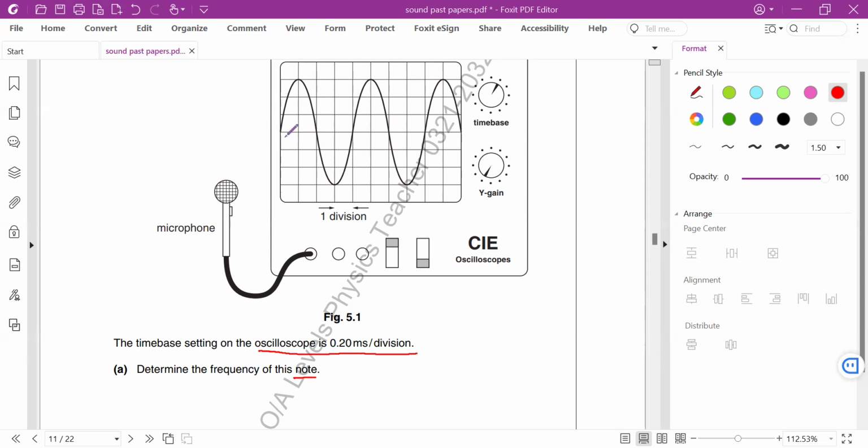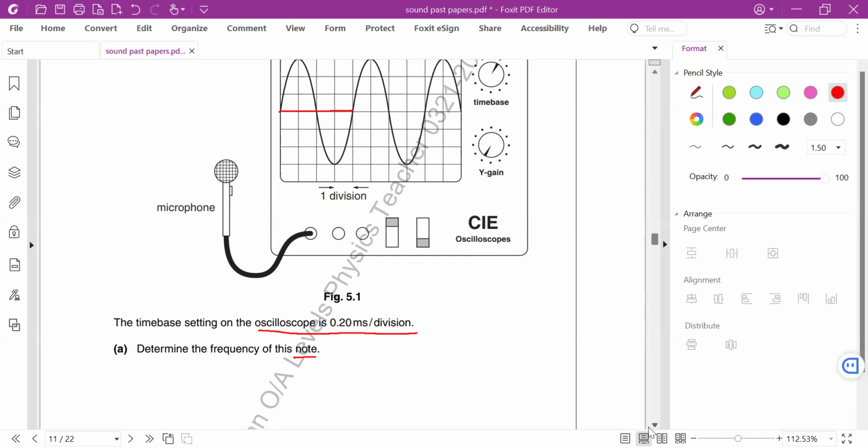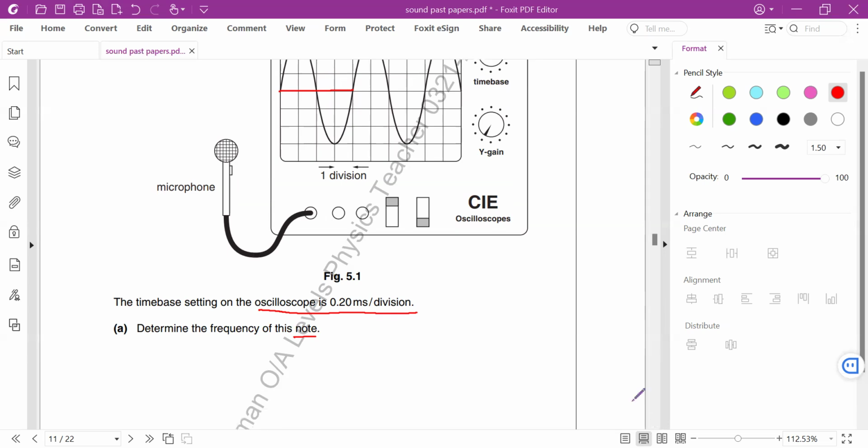For the time period, one complete wave is found in four complete boxes, and the value of one box is 0.2 millisecond. First we write the formula. The frequency is equal to 1 divided by the time period. So 1 divided by the time period, that is four boxes, 4 multiplied by 0.2, which is equal to 1 divided by 0.8. 1 divided by 0.8 is 1.25.